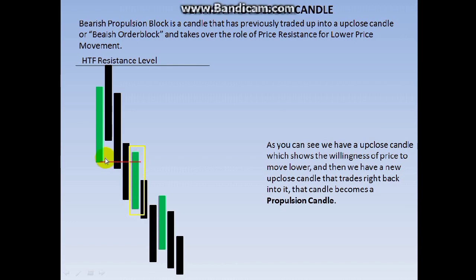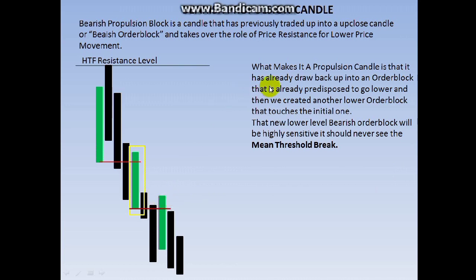If you missed an entry with the bearish order block, you can get in again on a proportion candle. This particular candle is our bearish proportion candle because it traced right back into the previous bearish order block. What makes this a proportion candle is that it has drawn back up into an order block that is already predisposed to go lower. This order block created displacement. It shows the willingness to go lower.